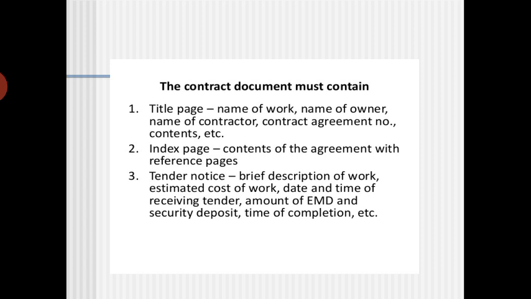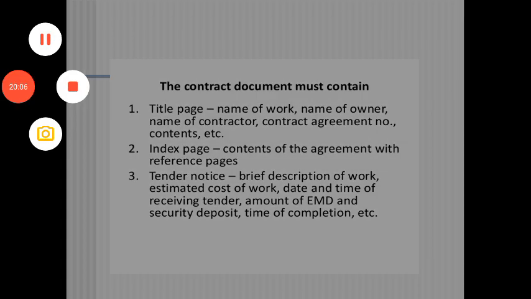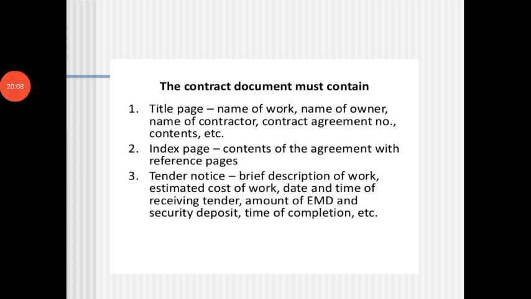So then tender notice, I already explained what the tender notice consists of. This tender notice tells about the brief description of the work, estimated cost of the work, date and time of receiving tender, amount of EMD, that is earnest money deposit, and the security deposit details, the time of completion, etc. We already defined what the tender notice is and what it consists of.